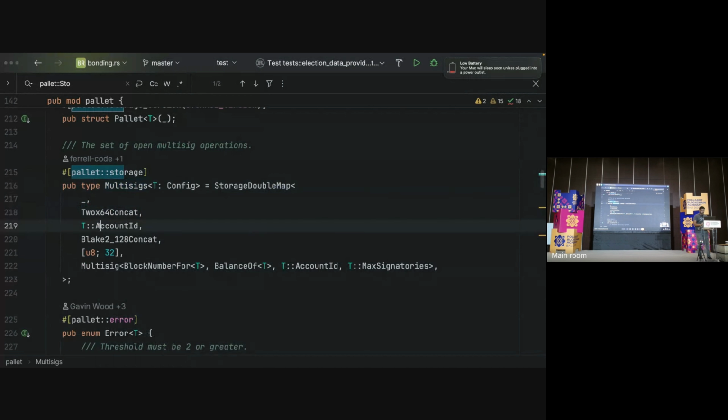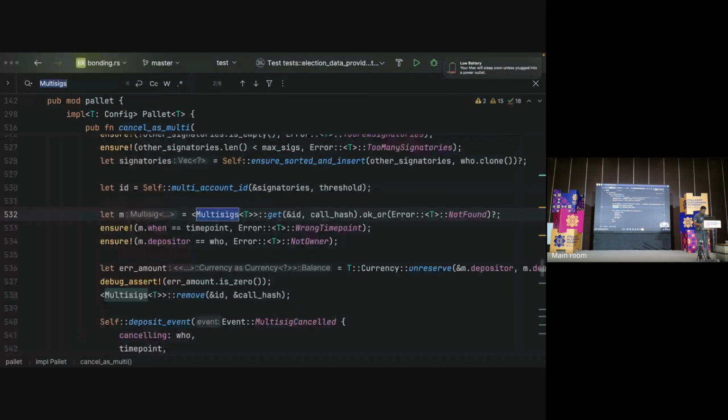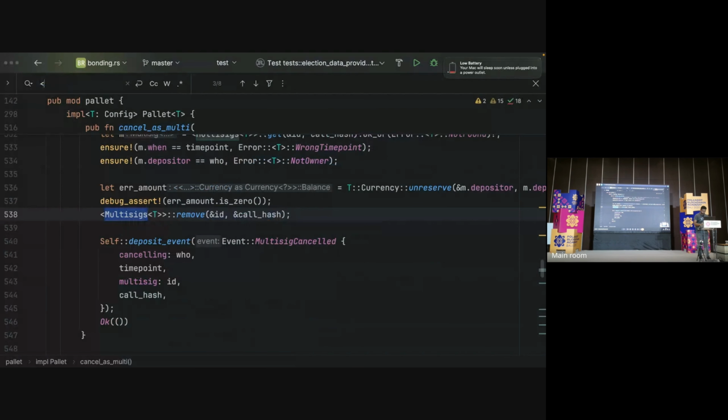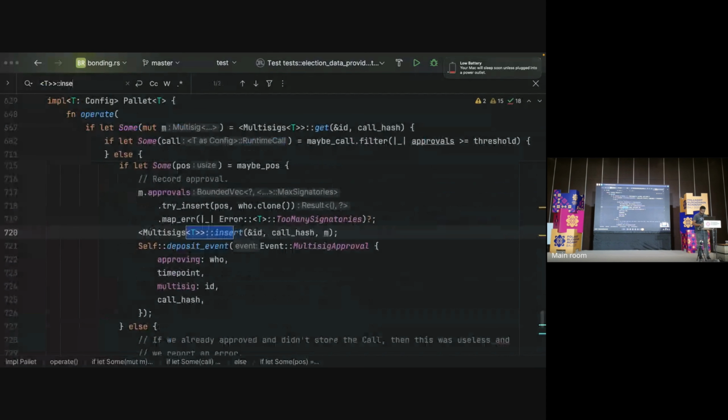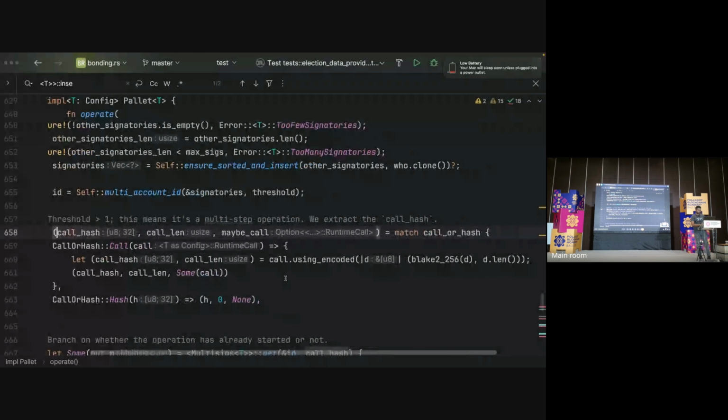Exactly. So this is key 1. This is key 2. And you can see that now for this, it uses Blake 2 because this can be whatever, right? Let's see how it inserts it, right? Call hash. Yeah. So it's basically encoding it already.